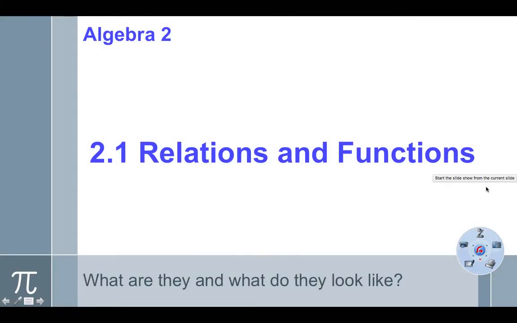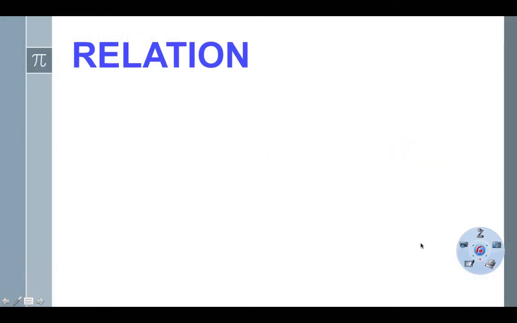All right, ladies and gentlemen, welcome to your very first video for Algebra 2. We're going to be starting in Chapter 2, looking at relations and functions to begin with. And what we want to do is figure out what they are and what they look like. So to start off, we want to look at what is a relation.